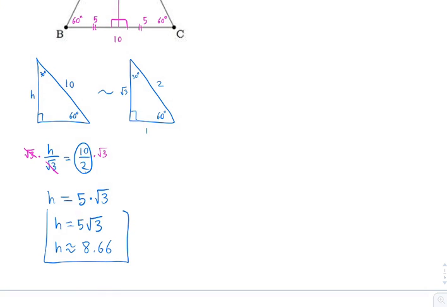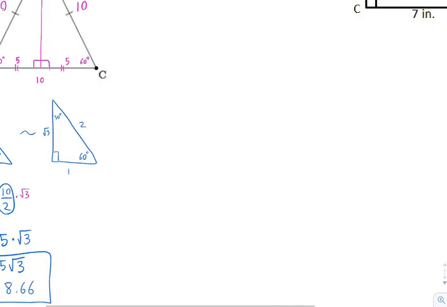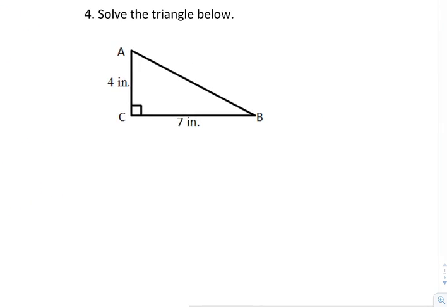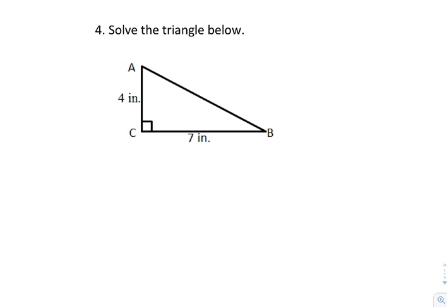Okay. Again, exact or approximate. So now this one says solve the right triangle, or it just says solve the triangle. When it says solve a triangle, what it's saying is find every single angle measure and every single side length.